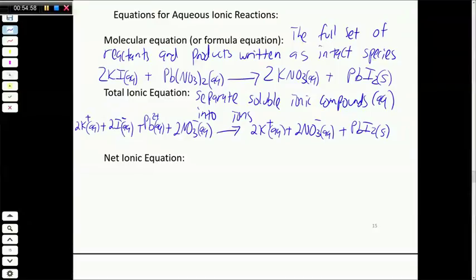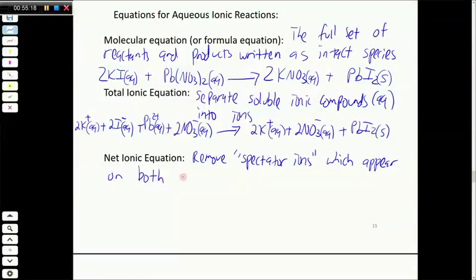And then finally, net ionic equation, we have to remove what are called spectator ions. And these are the ions which appear on both sides of the equation. And they appear on both sides as dissolved aqueous ions. Alright, so if we look at this equation we wrote above, we have K plus on the reactant side and we have two K pluses on the product side. So K plus is one of our spectator ions. I'll put an X under it to indicate that. So that's one of the spectator ions.